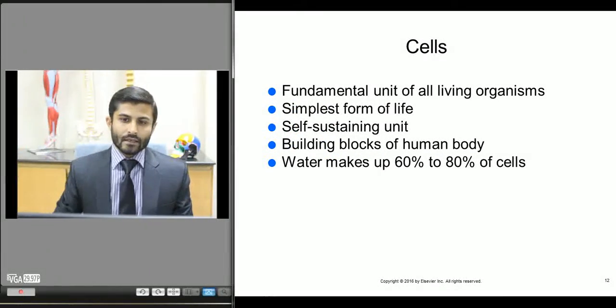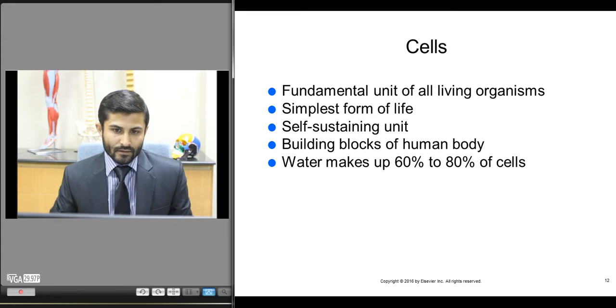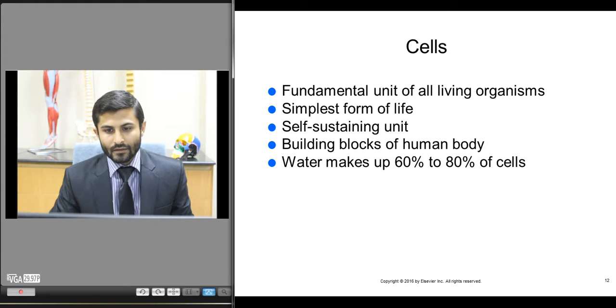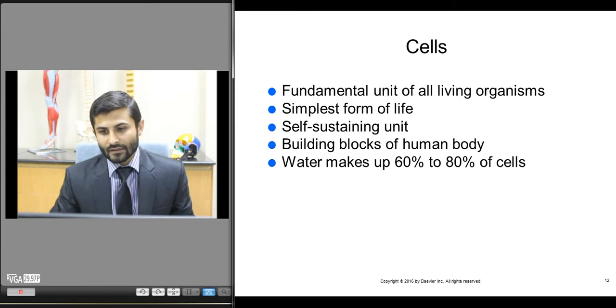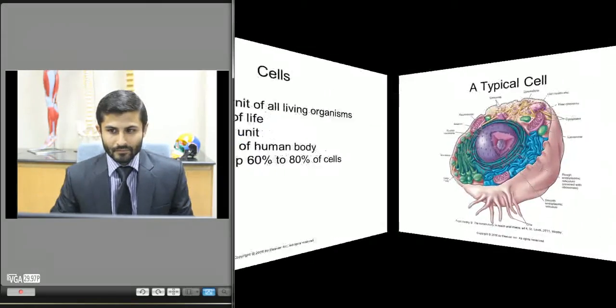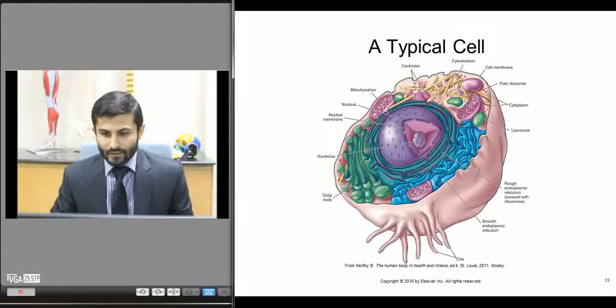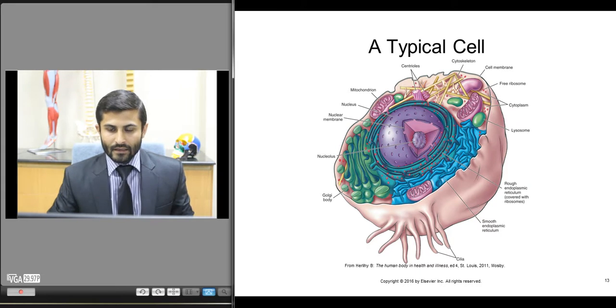Now the cells are the fundamental unit of all living organisms. They are the simplest form of life. They are self-sustaining units that can live independently. They are considered to be the building blocks of the human body, and surprisingly, water makes up 60 to 80% of the cells. In this picture we are looking at a typical cell, and we are looking at all the intracellular organelles and the extracellular processes of the cell.